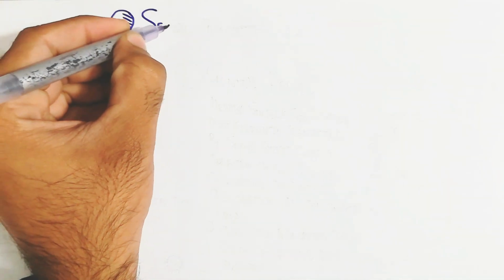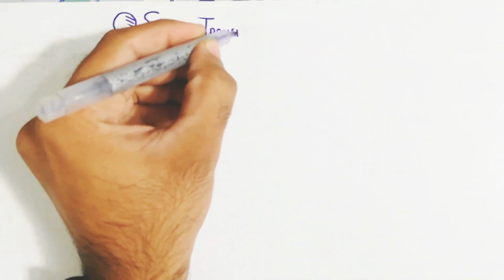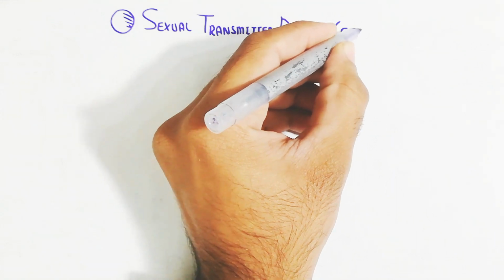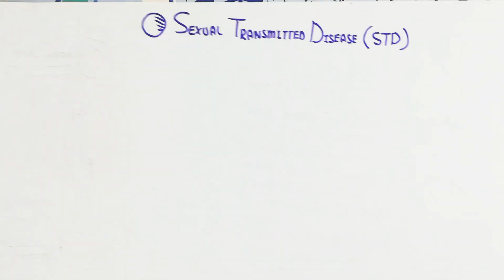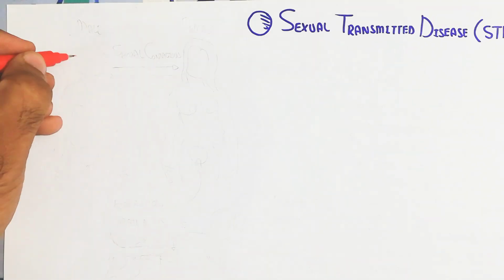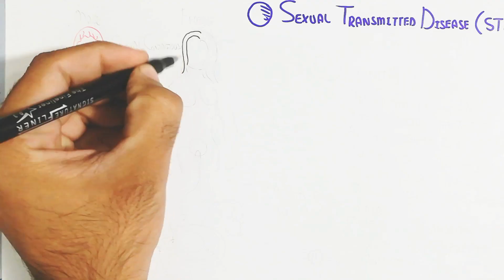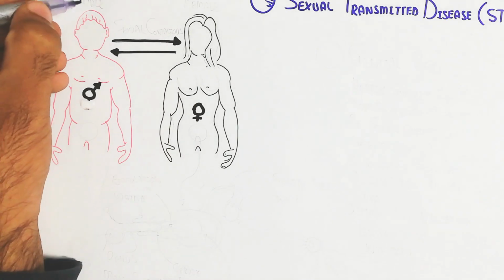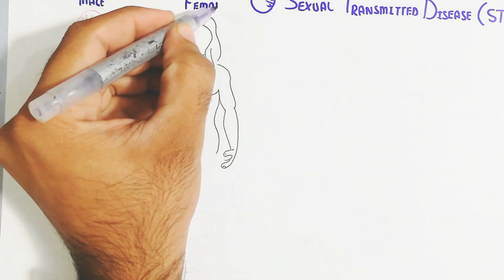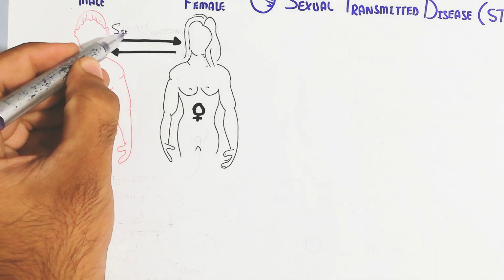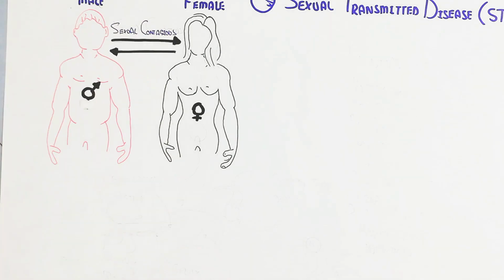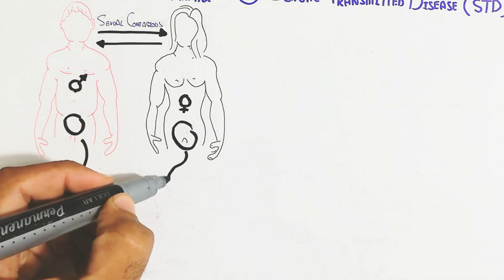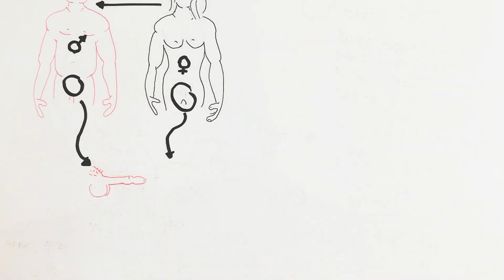Hello, in this video, we will understand sexually transmitted diseases, the STDs. Just a quick overview: we will understand the different types of disease caused by different pathogens. This is the male and female. This is the sexual contagious agent that transmits the disease to each other, female and male, through the reproductive system during intercourse.